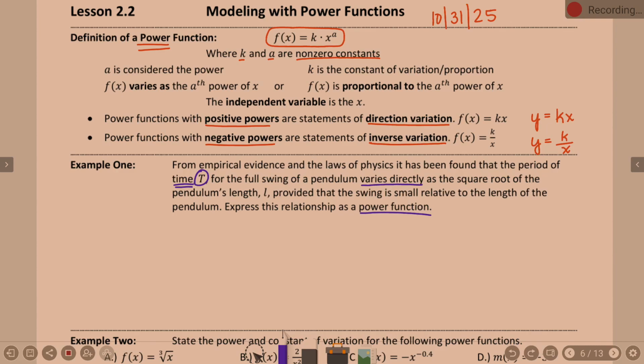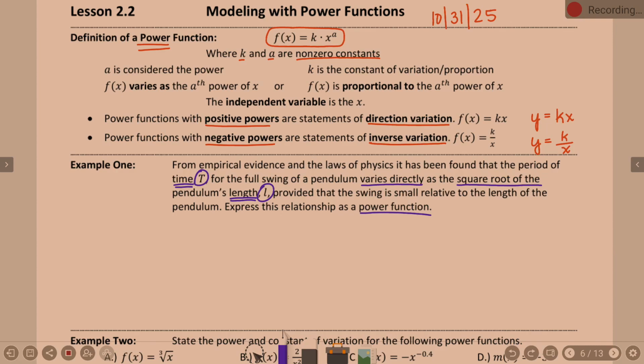Varies how? Directly. I said that's a key phrase, right? Varies directly or varies proportionally. And what does it vary directly as? The square root of the pendulum's length, which, what do they tell us to use? L. Okay. Provided that the swing is small relative to the length of the pendulum. Did you gather a little bit of information that time that breaks it down for you?